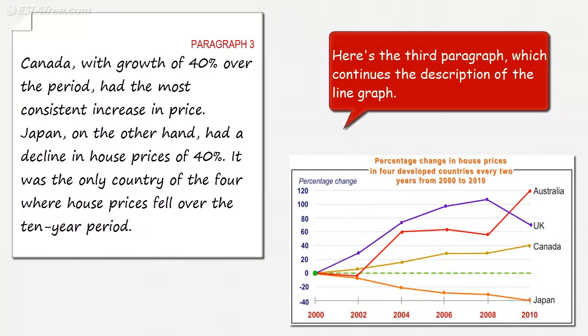Here's the third paragraph, which continues the description of the line graph. Canada, with growth of 40% over the period, had the most consistent increase in price. Japan, on the other hand, had a decline in house prices of 40%. It was the only country of the 4 where house prices fell over the 10-year period.